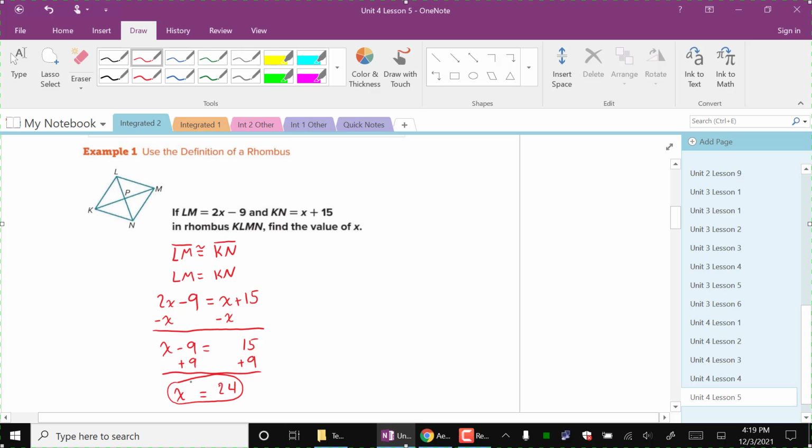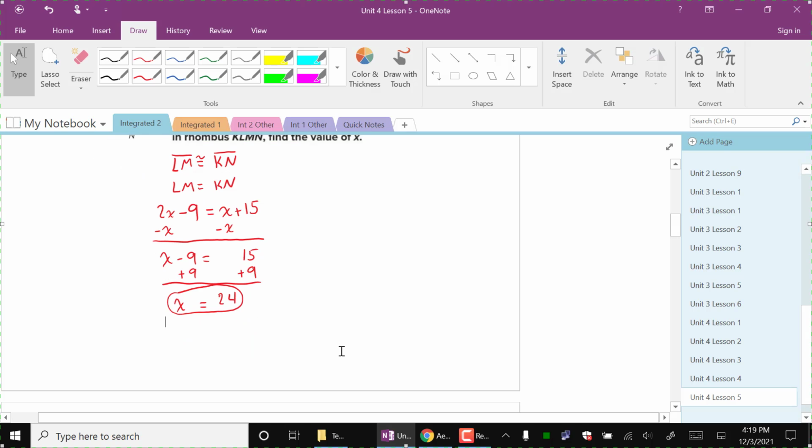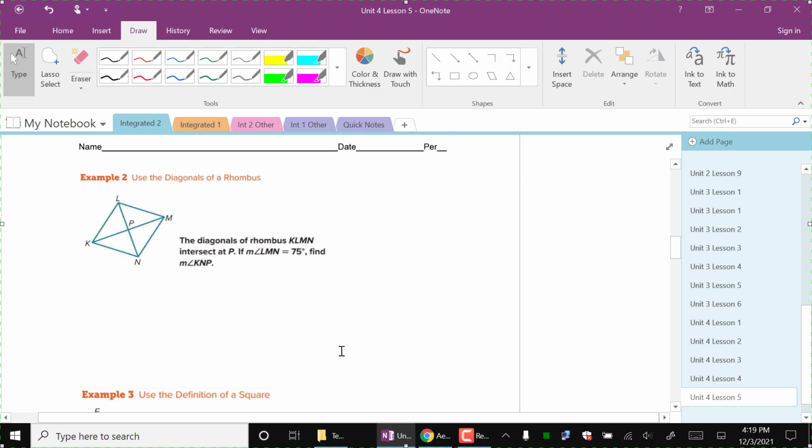Let's take a look at example 2. So example 2, we're going to use the diagonals of a rhombus. So the diagonals of rhombus KLMN intersect at P. So they intersect right there at point P. If angle LMN, so that big angle, is 75, find angle KNP. So you want to find this angle right down here.